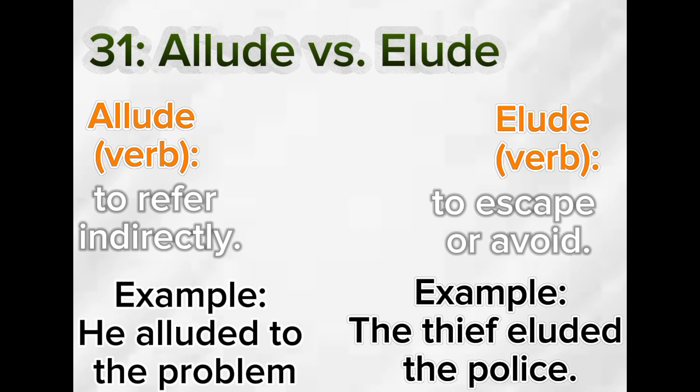How about allude and elude? Allude is a verb meaning to refer indirectly, like he alluded to the problem. Elude is a verb meaning to escape or avoid, like the thief eluded the police. So, allude means to refer indirectly, and elude means to escape. Got it. Great.